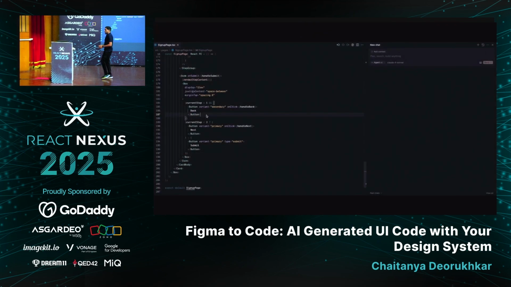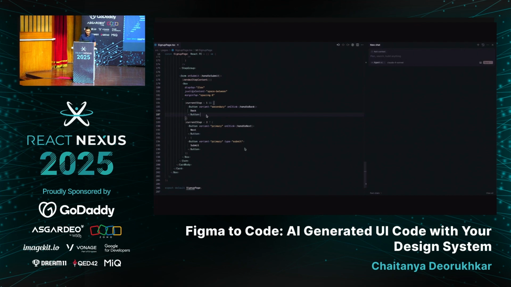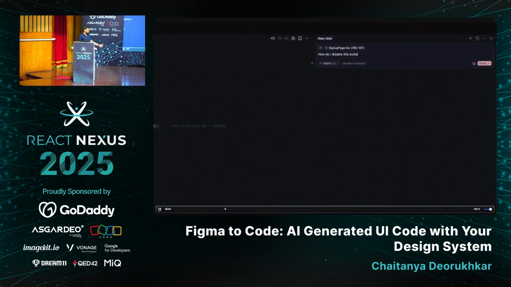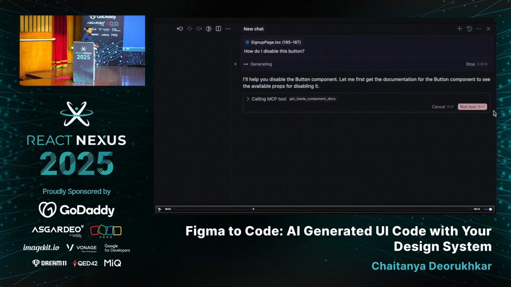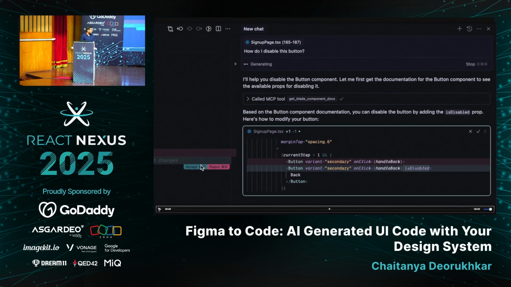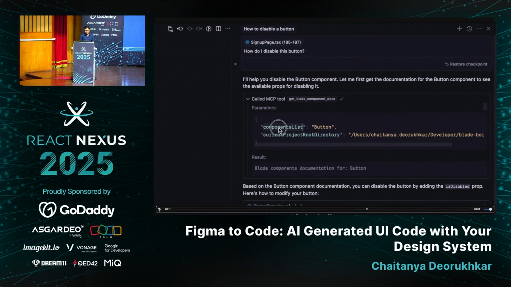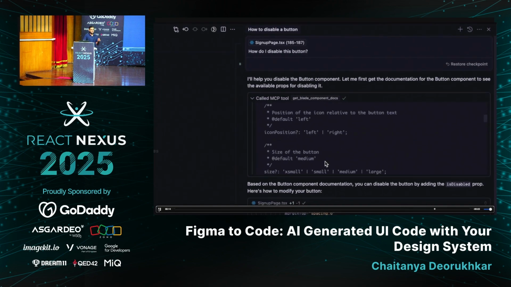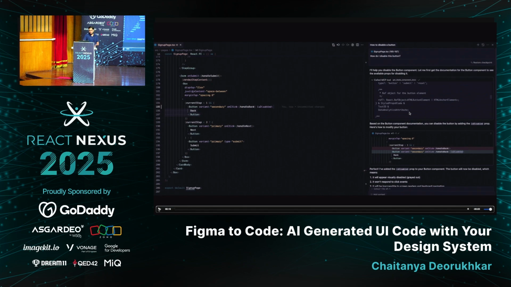So here I have my Cursor opened up. I'm going to select a button component here, and I'm going to ask Cursor, how do I disable this button? Now Cursor doesn't know how to actually disable it. So it's going to reach out to Blade's MCP server and make a tool call to get Blade component docs. We're going to run that tool. It's figured out that the right prop is disabled. It's applied that already to the code. And if I open up the MCP call, you can see the input is the component name, that's button. And the output is the entire documentation of button, which Cursor has now used as context to figure out how to disable this button.